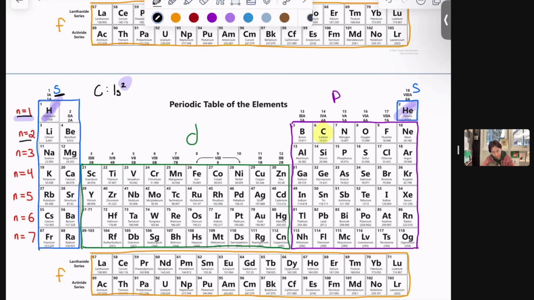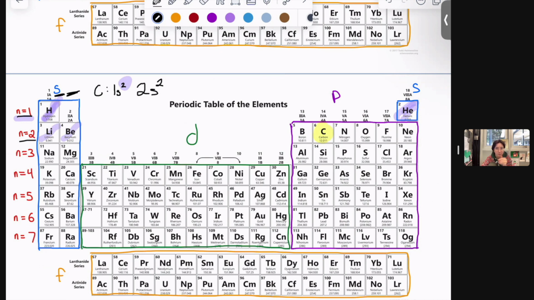Then we move on to our next one. So we're filling the 2, because we're in row 2, and we're going to fill the s first. So here's my 2s, and I count 1, 2 electrons in that area. 2s, 2. So I've filled up my 2s.